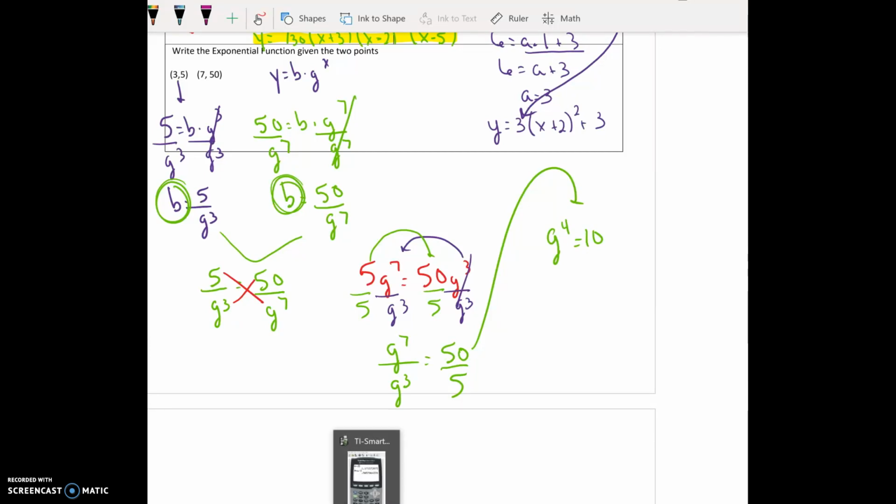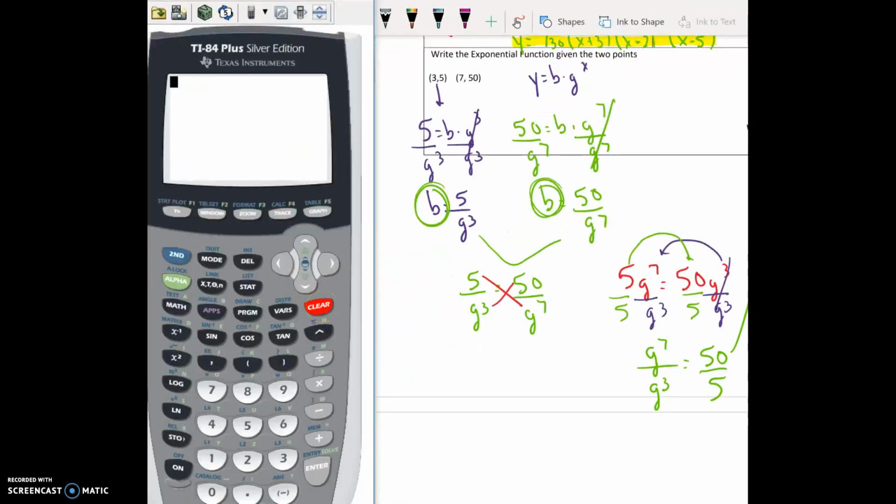So you can go to your calculator, and I'm just going to press the math button, choose the 5th option, and take the 4th root of 10, and we will round this to the nearest thousandth, so 1.778.